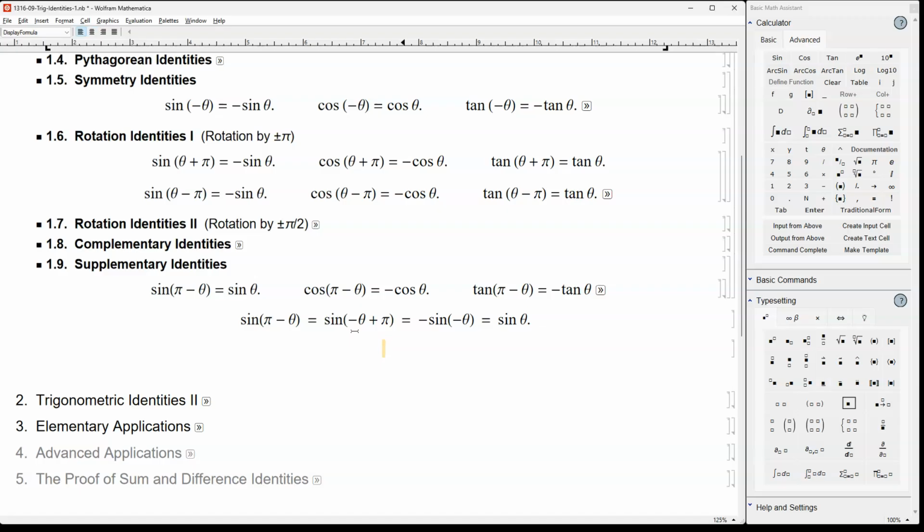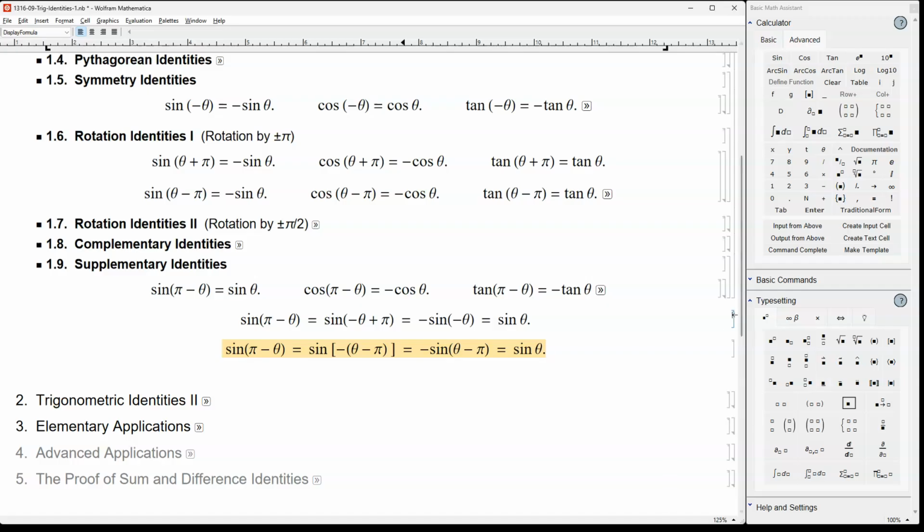Another way, sine of pi minus theta is sine of negative of theta minus pi. So that's negative sine of theta minus pi, because of this symmetry identity I can take the negative out, and then minus pi will get negative sine, so negative of another negative sign, so we have positive sine.